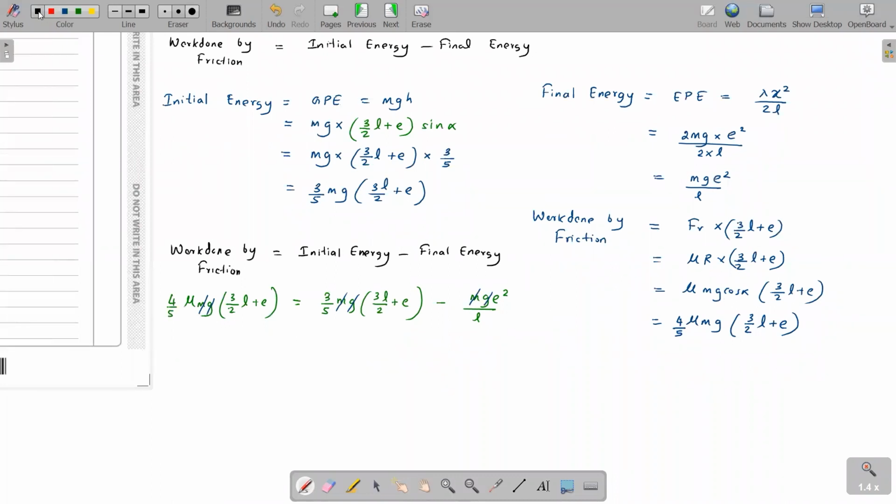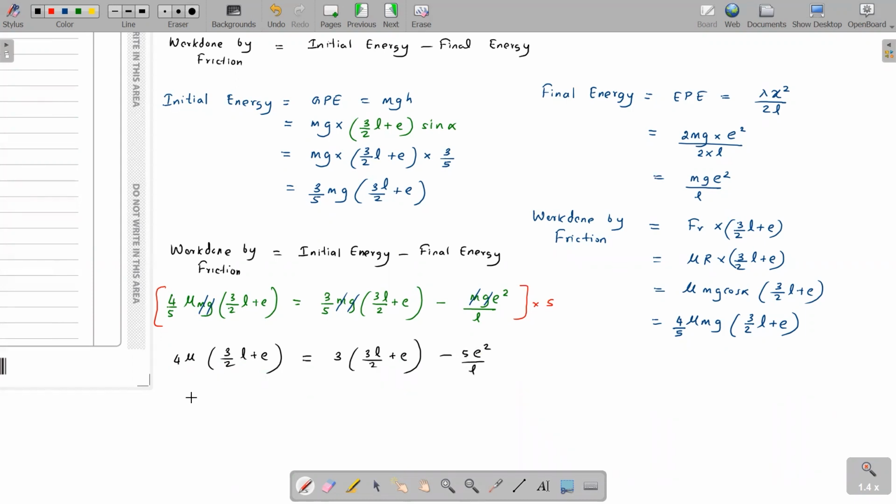And then I also thought of multiplying. We need to make mu the subject, right? That's what we need to do. We could multiply the whole thing with 5. We are targeting on making mu the subject. First, we'll multiply the whole thing with 5. So I get here 4 mu times 3 over 2 L plus E equals 3. The 5 removes. 3L over 2 plus E minus 5E square over L.